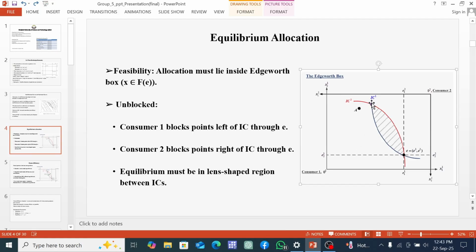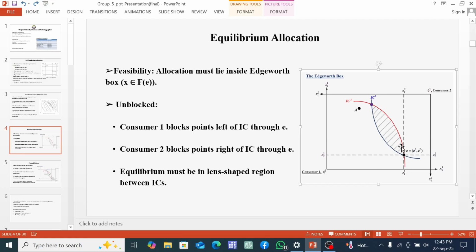So the equilibrium must lie between this lens-shaped area. If you see carefully, if we move from the initial endowment point along this curve or along this curve, either individual 1 is better off or individual 2 is getting higher satisfaction, but no one is worse off, because let's consider the red point.